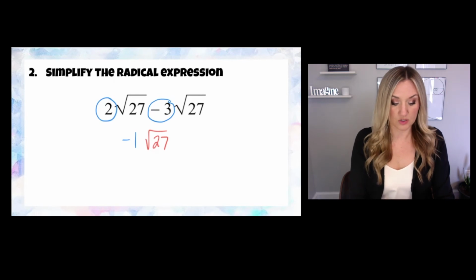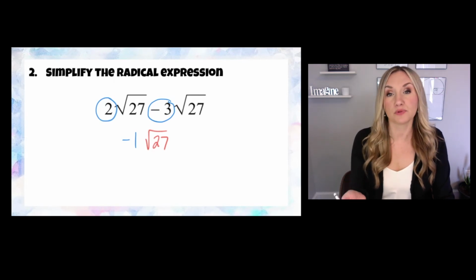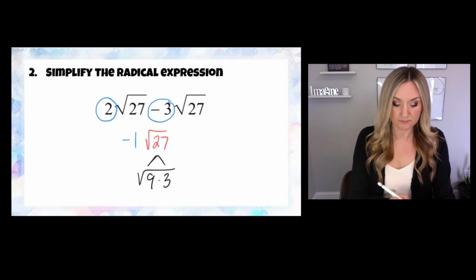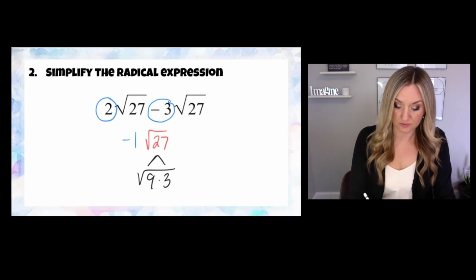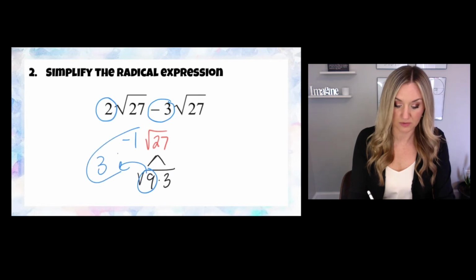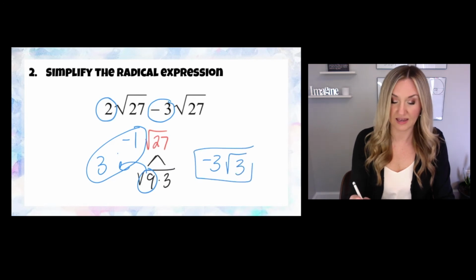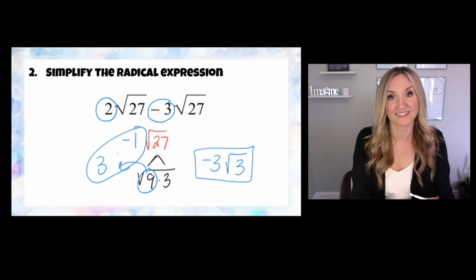Now you need to look at 27 and say, can I simplify? Is there a perfect square that is in 27? And there is, because 9 times 3 is 27. So we can take the square root of 9, and the square root of 9 is 3. Remember, we multiply the number out in front, so it's 3 times negative 1, negative 3. Root 3 is left in the radical, and we are done.